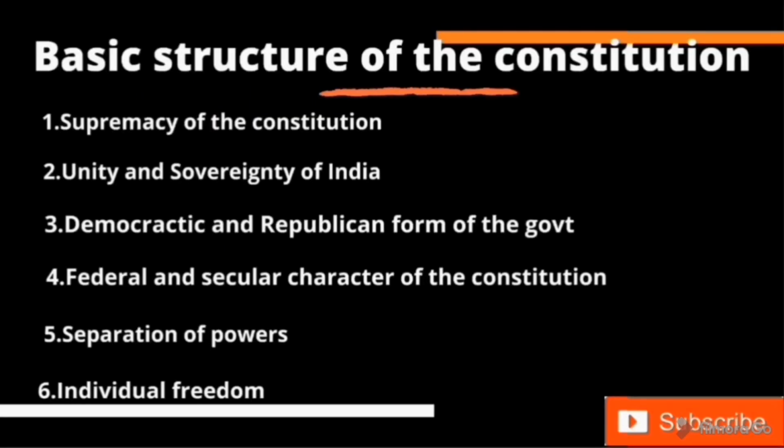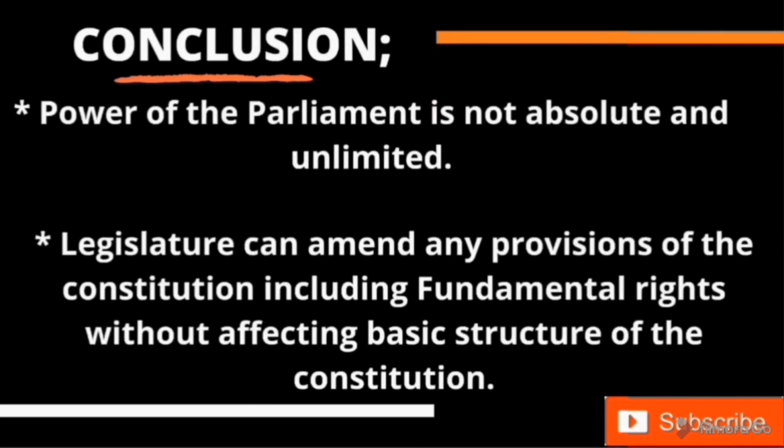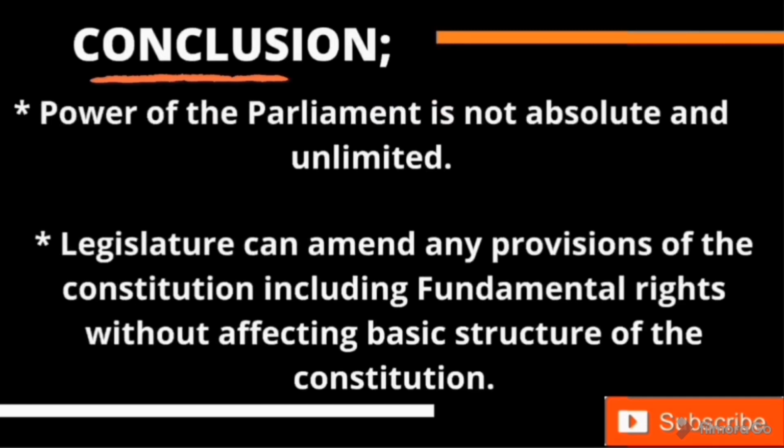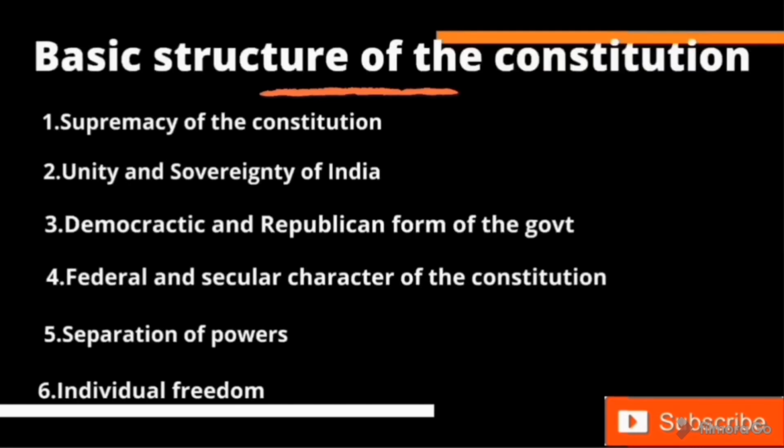However, the court does not define basic structure doctrine but listed some of the basic structure of the Constitution such as democracy, secularism, separation of power, supremacy of the Constitution, federal structure and individual freedom. The conclusion is that basic structure doctrine prevents the unlimited power of the Parliament. Laws are tested on the basis of basic structure of the Constitution. Legislature can amend fundamental rights by constitutional amendment without infringing basic structure of the Constitution.